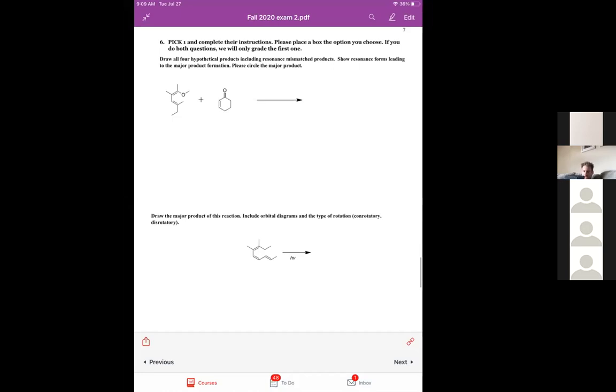For this one, I'm supposed to draw out all four products and then use resonance to decide which one is going to be our major product. So let's start with drawing out all four products. We are going to make a 6-membered ring. It's going to be fused to another 6-membered ring. Let's start off with just our top portion here.